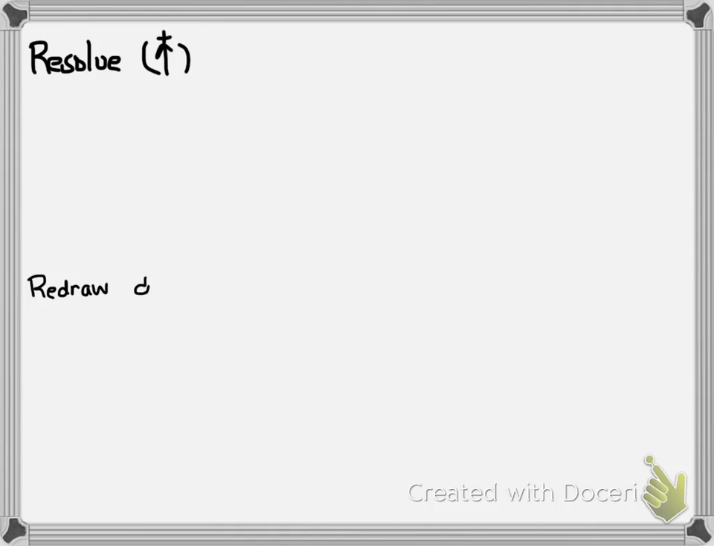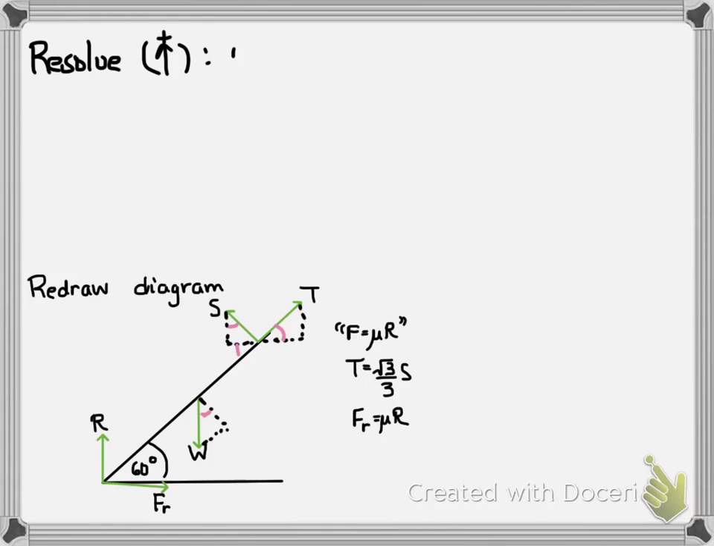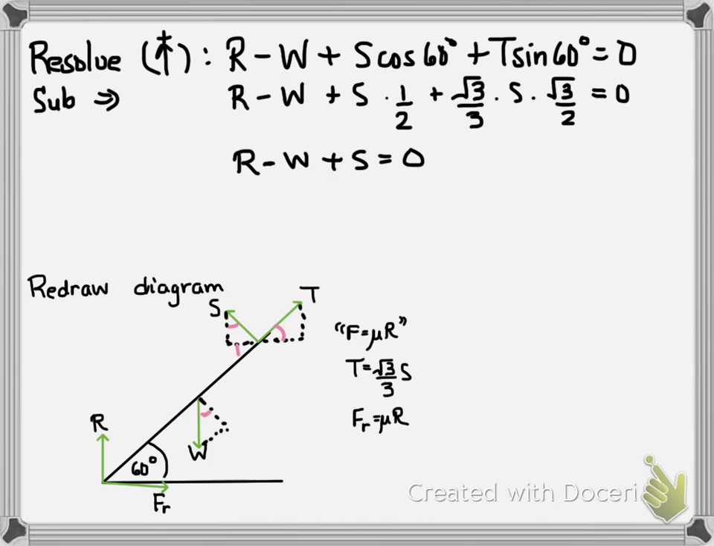vertically. I'm just going to pop the diagram at the bottom again. So it looks like we have the reaction force, the weight, and the resolving of S and T. And it's in equilibrium, so we'll set it equal to 0. Substitute what you know and replace cos 60 and sin 60 with some fractions. Clean it up, and R equals W minus S.